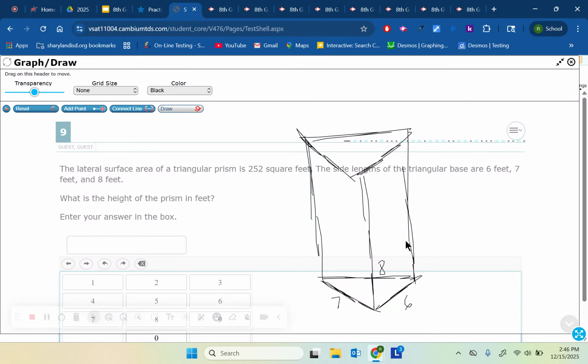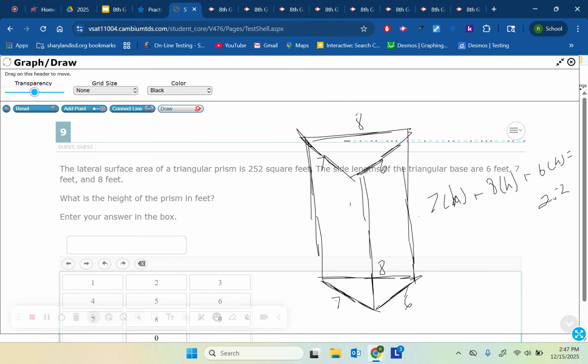So what I know then, if this is 6, this is also what? 6, that's 8, and that is 7. And now I can kind of determine what my height is going to be. That's going to be interesting because I know that's 6, 7 times something, plus 8 times that same height, which we'll call H, plus 6 times that same height equals 252.